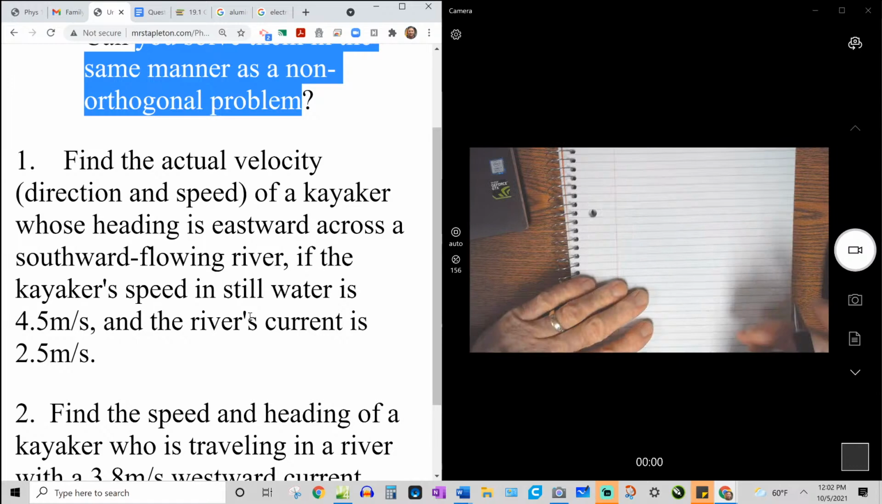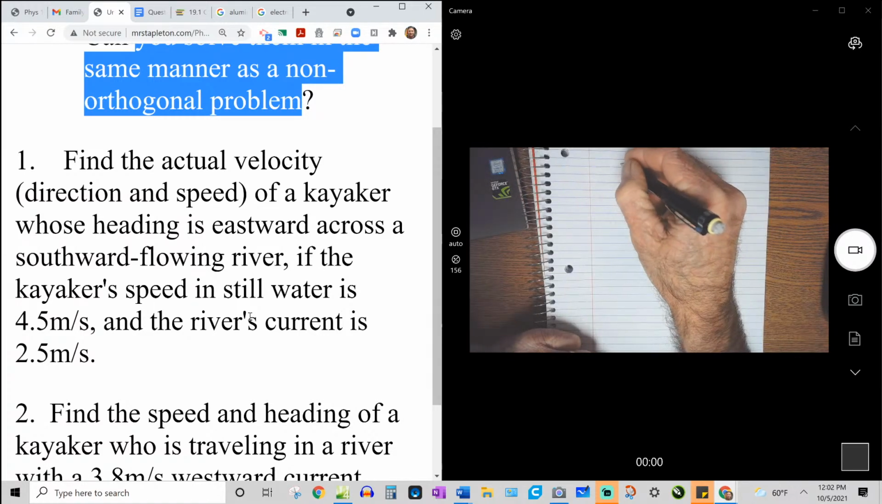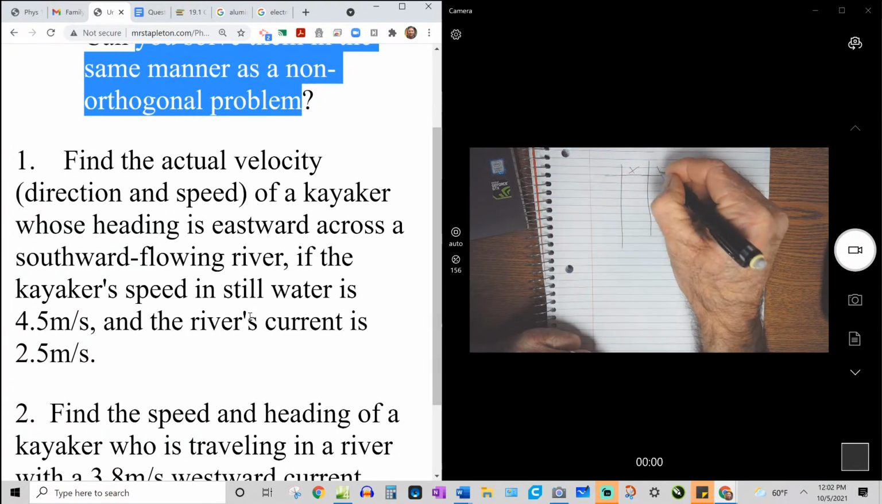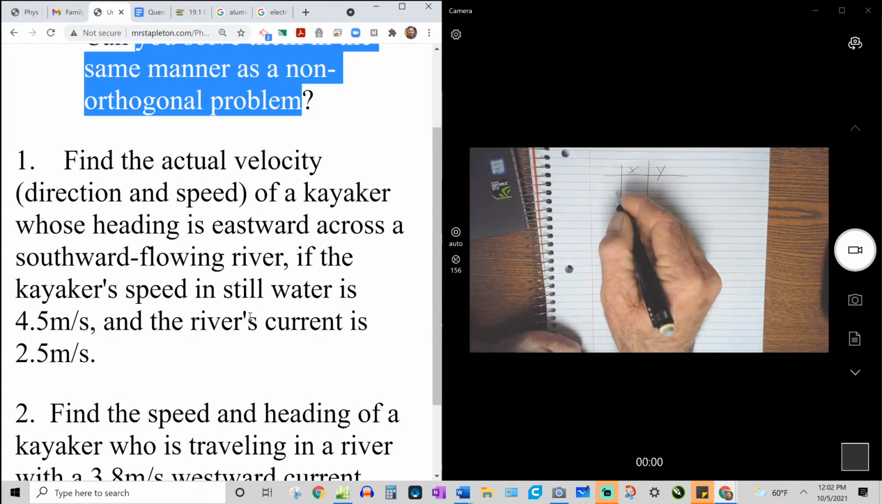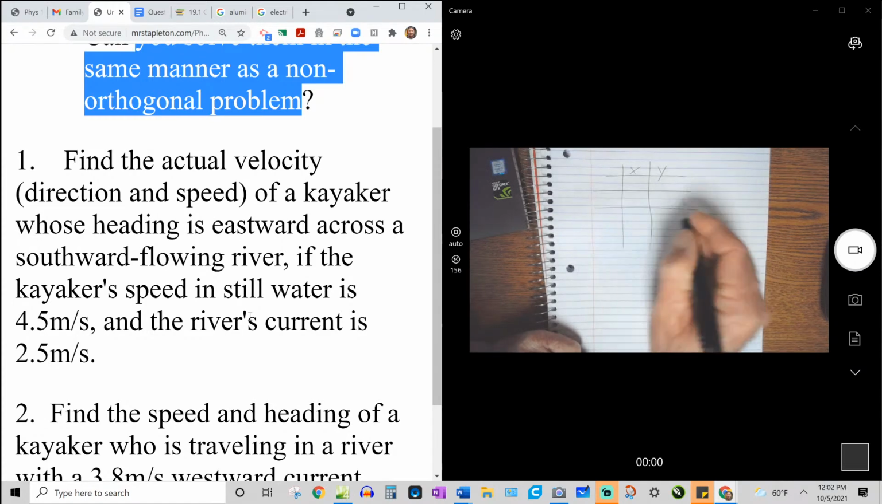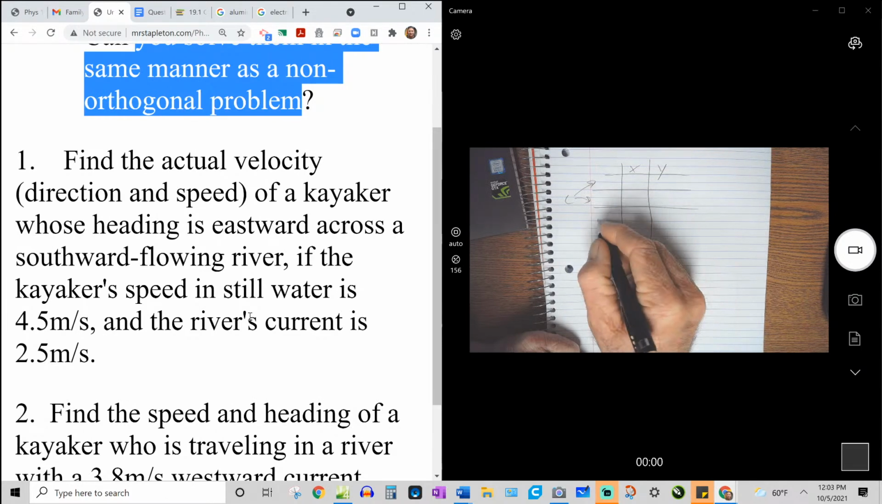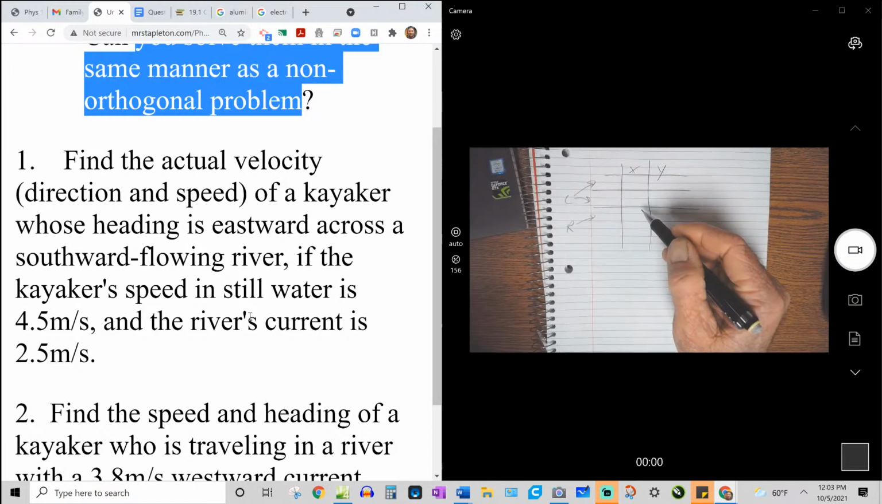Okay, so first, I'm going to make a table. These are the x components and y components of the vectors. I'm not even doing a drawing right now. I'm going to add up my, we'll make this a really big thing. These are the component vectors, and then this is going to be the resultant vector. So one of the component vectors is the speed and heading of the kayaker.